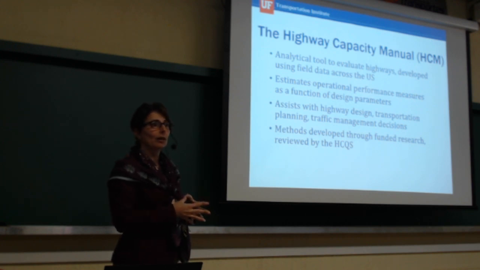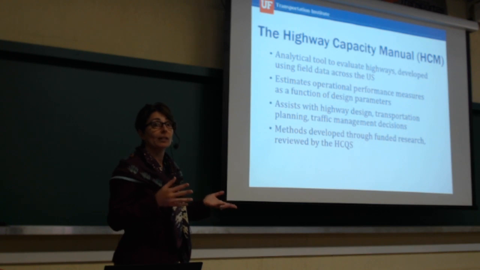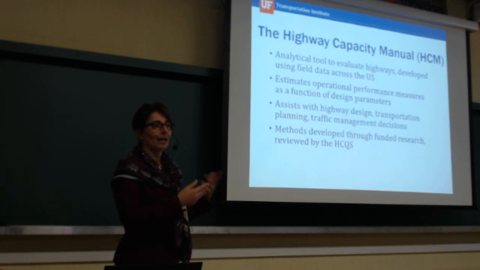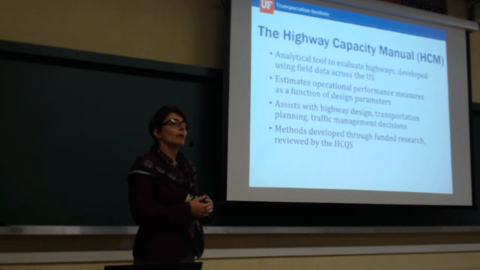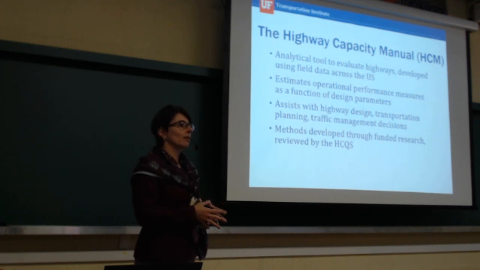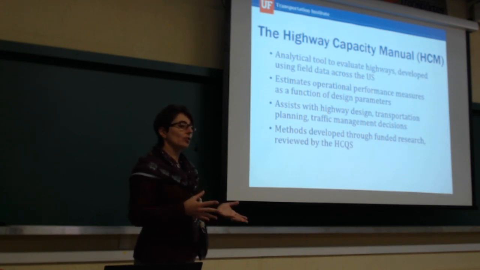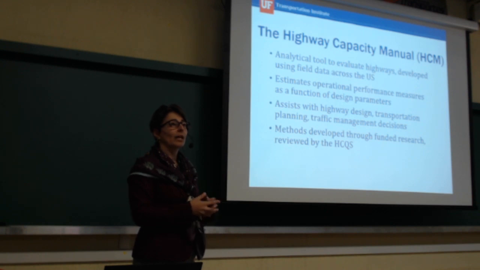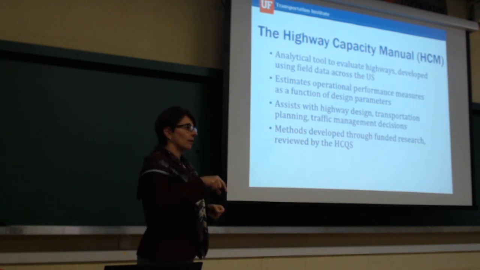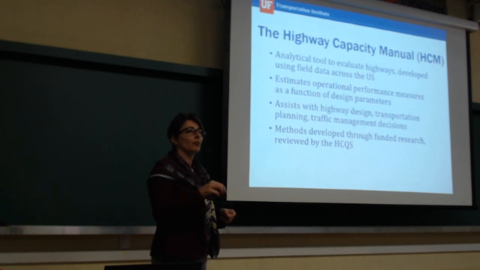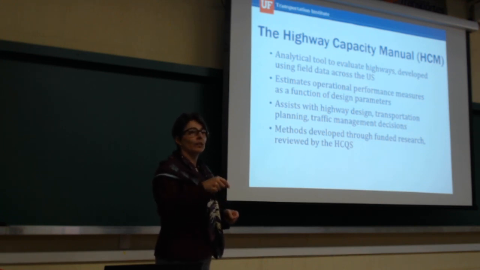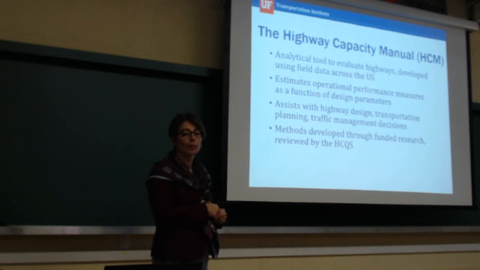The first HCM was published in 1950 in the U.S. It has developed and evolved, and I'll give you a little bit more background on how it has evolved over all these years with funded research and data collection across the U.S. And so it is based on average conditions across the U.S. It may not necessarily be accurate for a particular location, but it provides information on how you can calibrate to fit your specific location information.